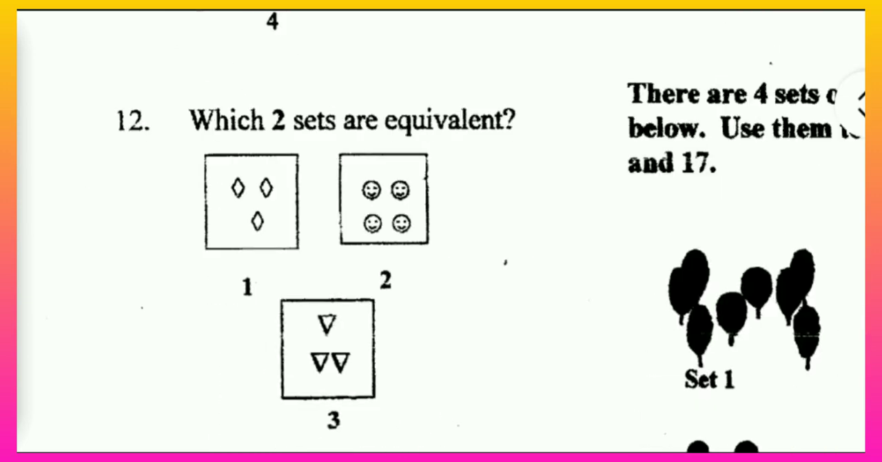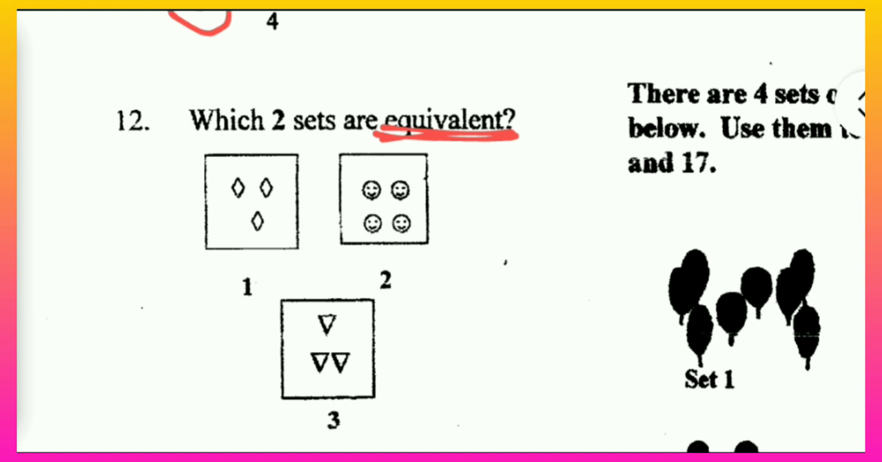Number 12. Which 2 sets are equivalent? The key word here is equivalent. Equivalent meaning equal in number. All right, might not be the same shape or size or color, but equivalent meaning same. And for this, it's the same number of elements.